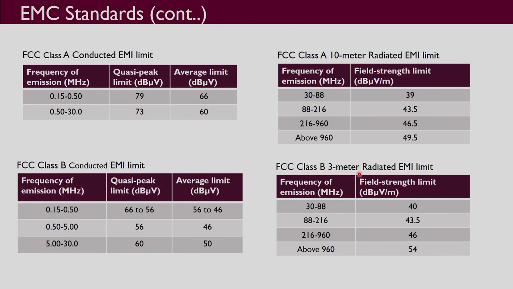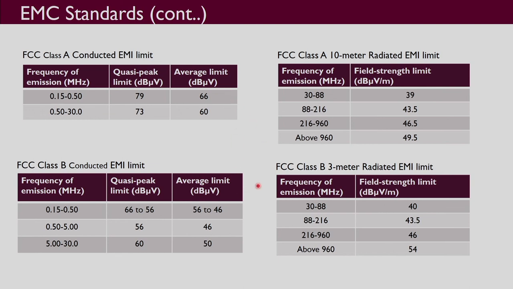And for class B, for this radiated EMI limit, the distance that is given is 3 meters. So, now the antenna that has to be kept for measurement is going to be 3 meters from the device under test. So, here again you can see similarly the limits are provided for your class B products.